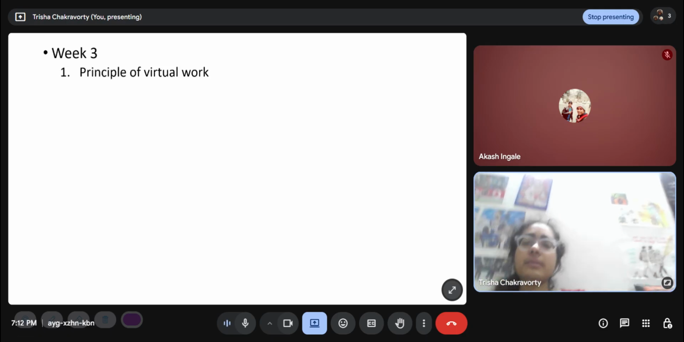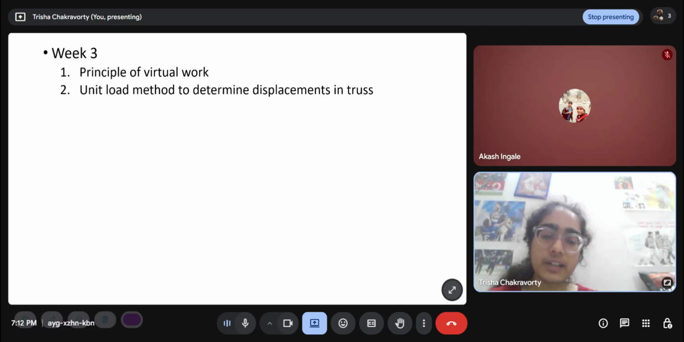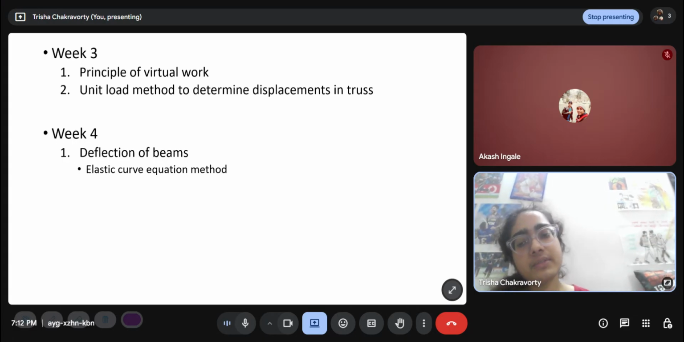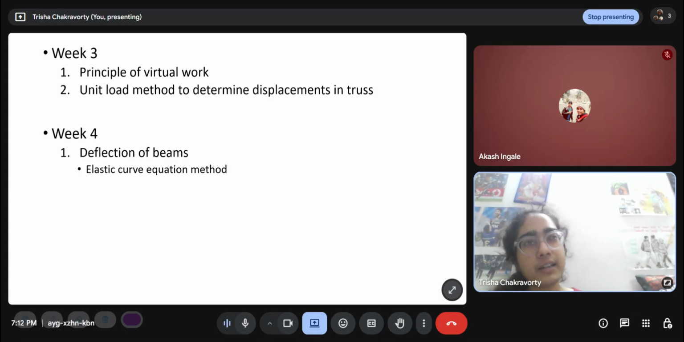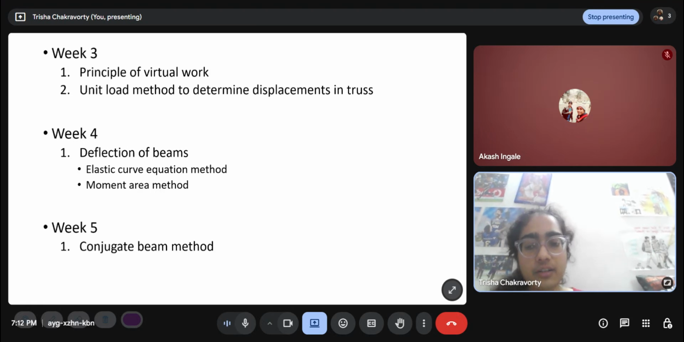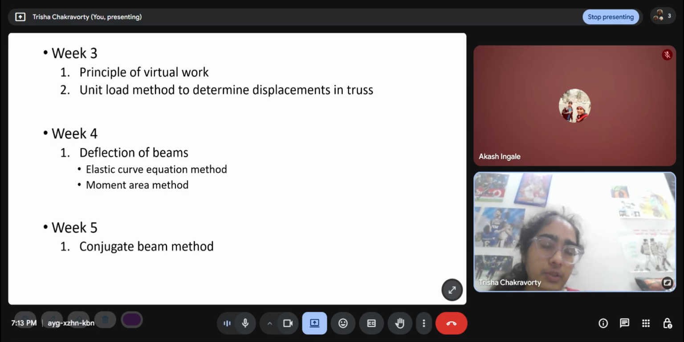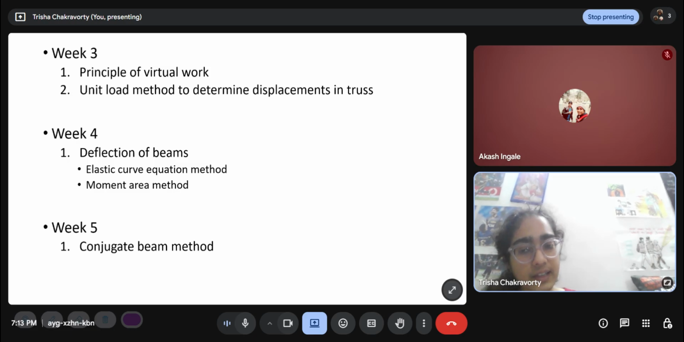So principle of virtual work, unit load method to determine displacements in a truss. Week 4 and week 5 were about beams, to find the deflection profile of beams. So the elastic curve equation method, which is the direct method, starts from the governing differential equation and double integrates it. The moment area method and conjugate beam method are shortcut methods which have certain rules, by following which we get the slope or deflection between certain points. We have to choose 2 or 3 points and then find the displacement responses at those points.